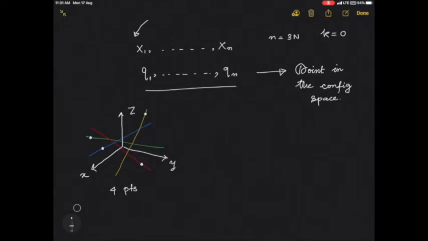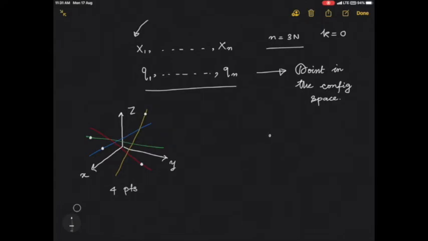On the other hand, if I try to do the same thing in the configuration space, which I cannot draw now, because if I have 4 particles, in this example I will have 3 into 4, which is 12 axes, which I probably will not be able to draw.